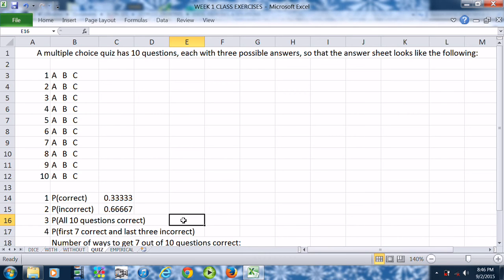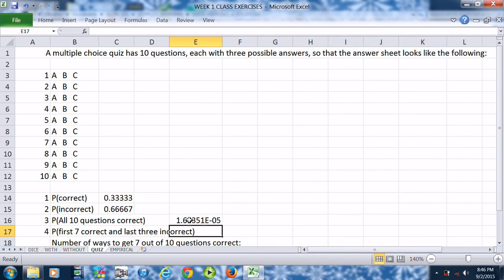We see that the probability of any one question being correct is 1 in 3, so we'll be multiplying that 1/3 by itself 10 times for each of the 10 questions. So the probability that all 10 questions are correct is 1/3 raised to the 10th power. Since for each of these questions the probability of correct is 1/3, that 1/3 will be multiplied by itself 10 times, which is equivalent to 1/3 to the 10th power.